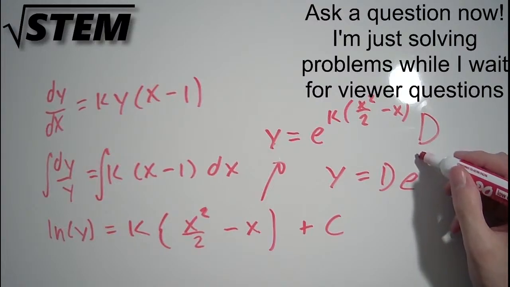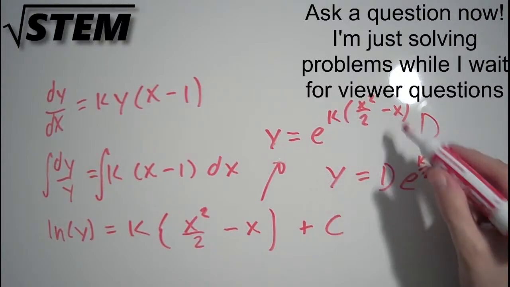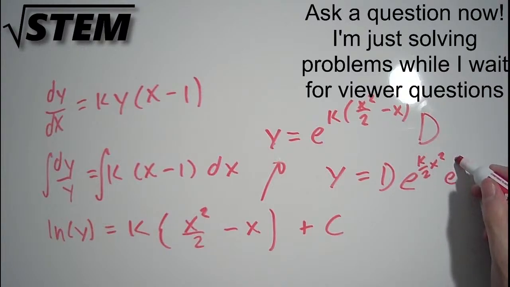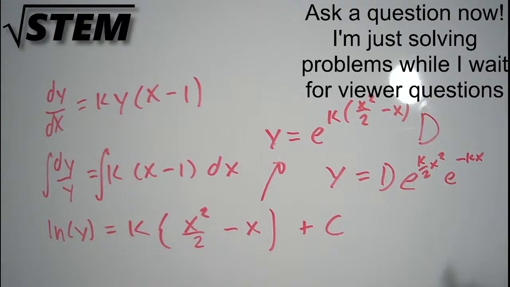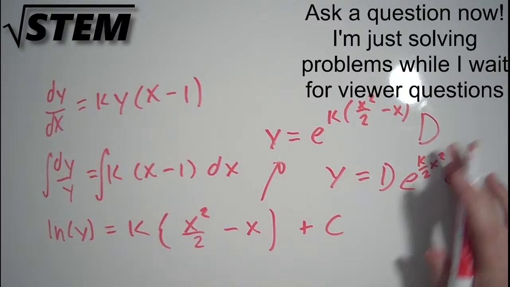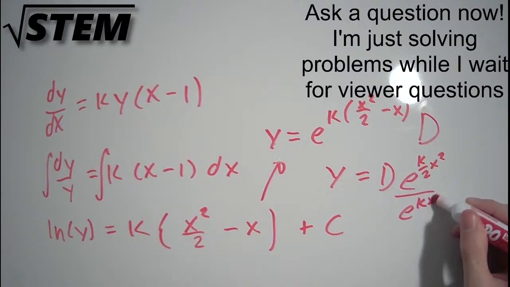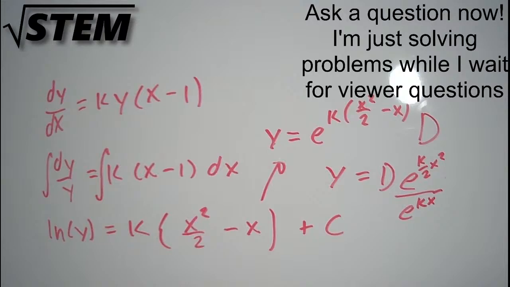Well, let's see. We would get e to the k over 2 x squared, and if we broke that up, we would also get e to the minus k times x. But of course something with a negative exponent is really just dividing by that. So that would be e to the positive k times x on the bottom. I'm not sure if that really simplifies anything for us.